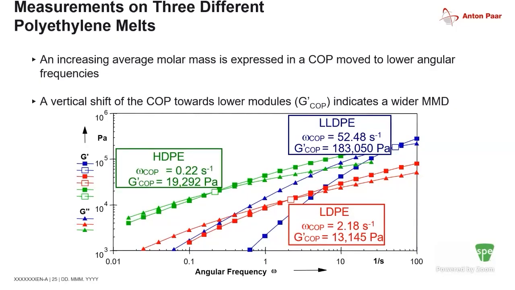So it has a moderate molecular weight, but also it has a broader molecular weight distribution overall in this case. And then high density polyethylene has the highest molecular weight since the shift is to the lowest frequencies, and then just slightly not as broad compared to low density polyethylene. So this is a way to actually compare the materials back and forth from that standpoint.